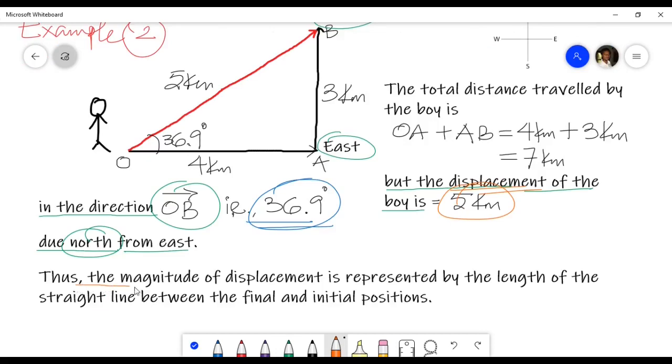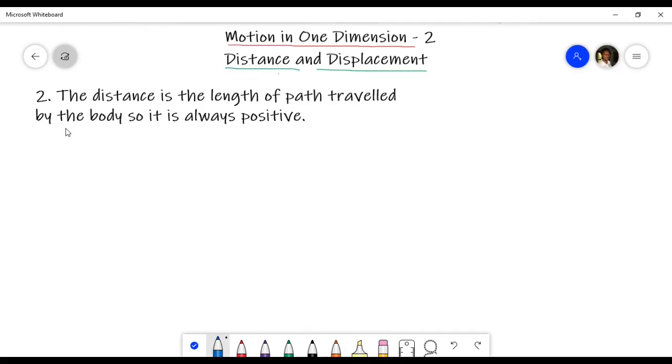And so the magnitude of displacement is represented by the length of the straight line between the final and the initial position. Here the final is B and initial position is O. And so the magnitude of displacement in this example is 5 kilometers. Okay, that's what displacement is.